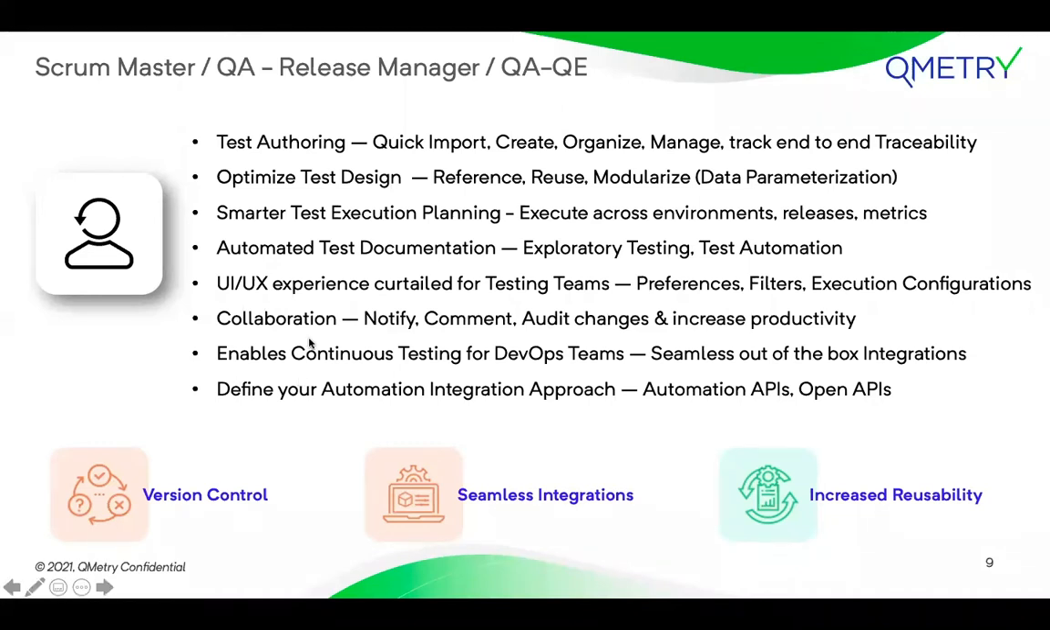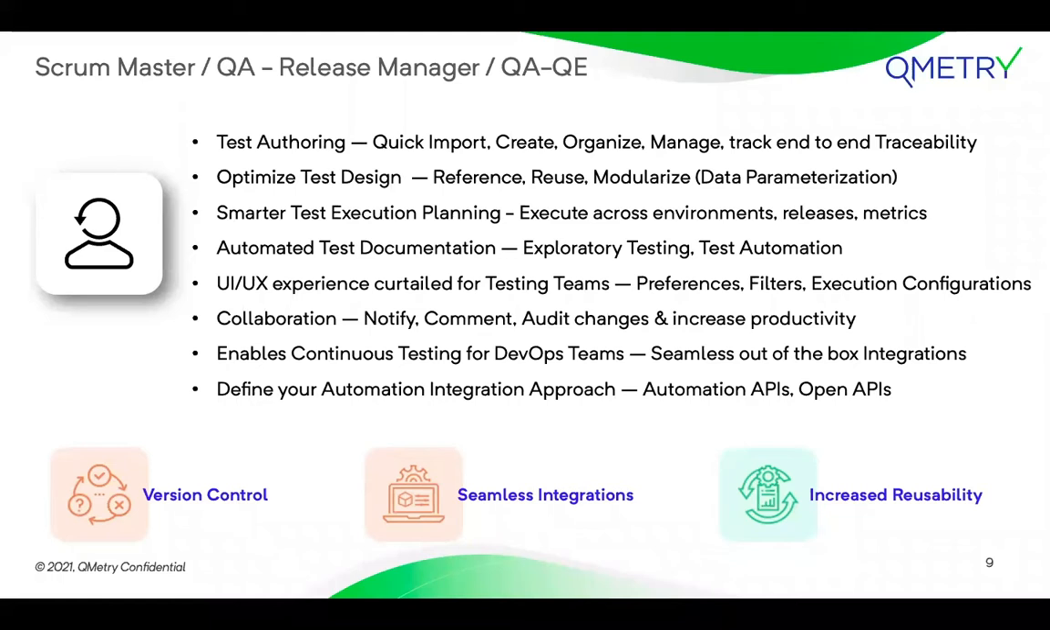Collaboration is at the heart of bringing in better testing efficiencies through QMetry Test Management. Likewise, as enterprises with geographically distributed teams working on different sets of projects and in different time zones, it offers you the capability to notify team members. Whenever you tag a team member in comments, they'll get an automatic email notification. You can track audit changes and hence bring increased productivity to your teams.